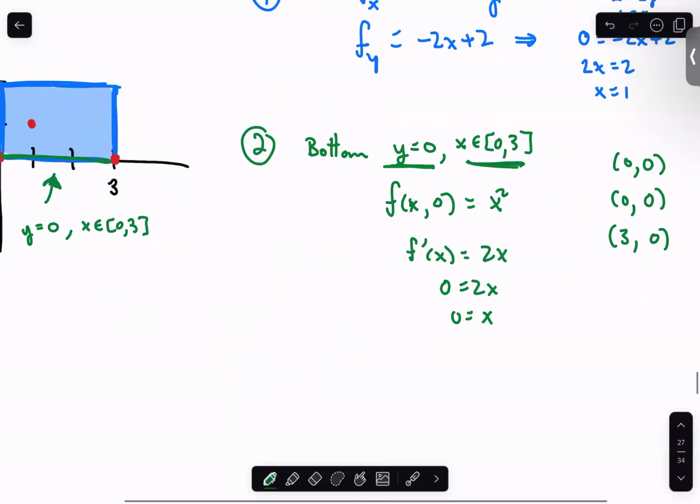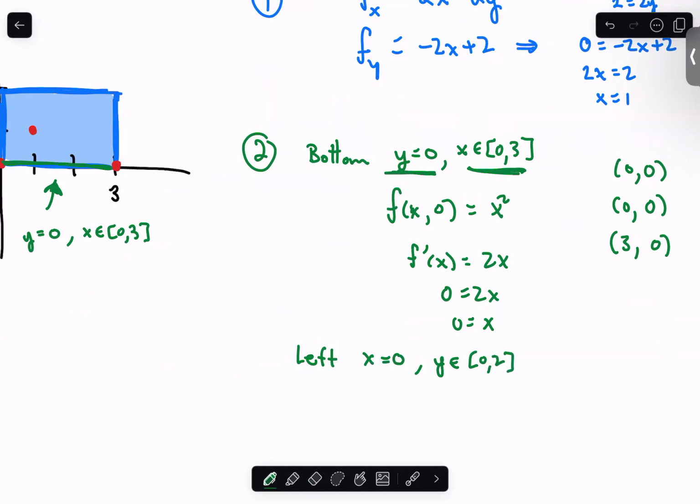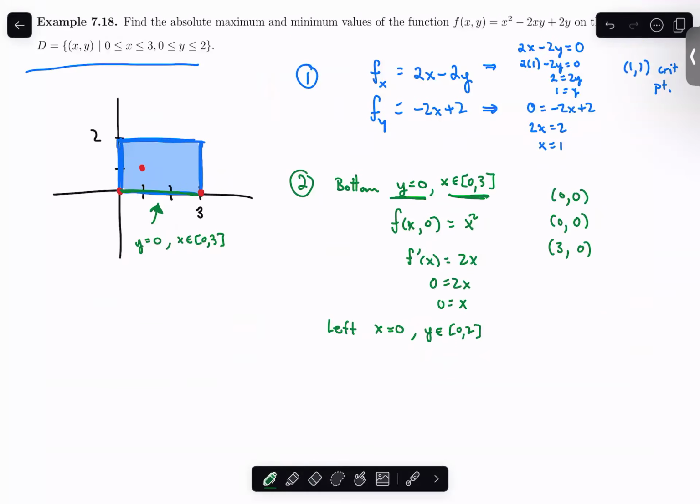So maybe our next one, I'll go ahead and do the left-hand side. The left-hand side has our other 0, right? In this case, it's x equals 0. Y is going to range from 0 to 2. So when I plug this in, I'm going to get f of 0 comma y is equal to, and again, I'm plugging in 0 for everywhere I see an x, so I'm just going to get 2y.